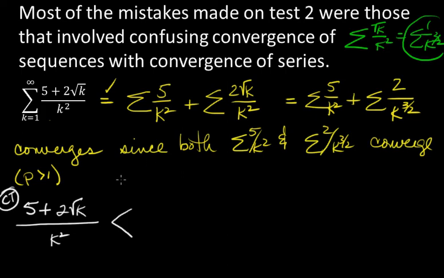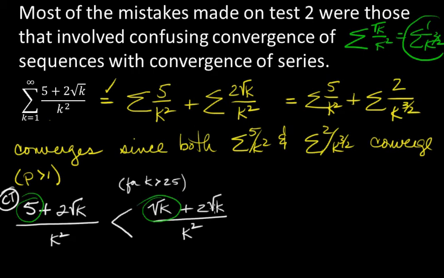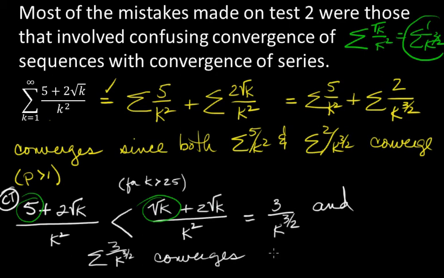So instead, I notice this. For k greater than 25, I want to grow it. I'm going to make the numerator a little bit bigger. I'm going to put the square root of k plus 2 times the square root of k over k squared. I can replace 5 with the square root of k, which I can add to this, as long as k is greater than 25. And we're only concerned with large values of k. So this is equal to then 3 over k to the 3 halves. And we know that sigma 3 over k to the 3 halves converges, p greater than 1. Therefore, the series converges by the comparison test.